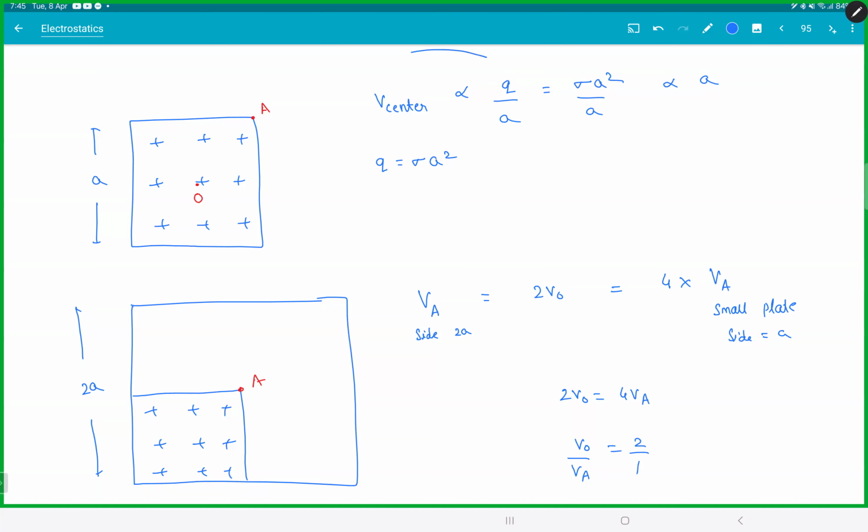The first thing is figuring out the potential will be proportional to Q by a. Everything else will be a constant. That won't change. Charge on the plate is proportional to a square. So potential at the center is proportional to a. Why am I taking the center? Because it's the most symmetrical point. Now, if you take a square plate of side 2a, the potential at the center will be double. But this big plate is made of 4 small plates, and each plate must have contributed 1/4 of the total, which is 1/4 of 2V naught, which is V naught by 2. So the ratio is 2:1. Is the logic clear, everyone?